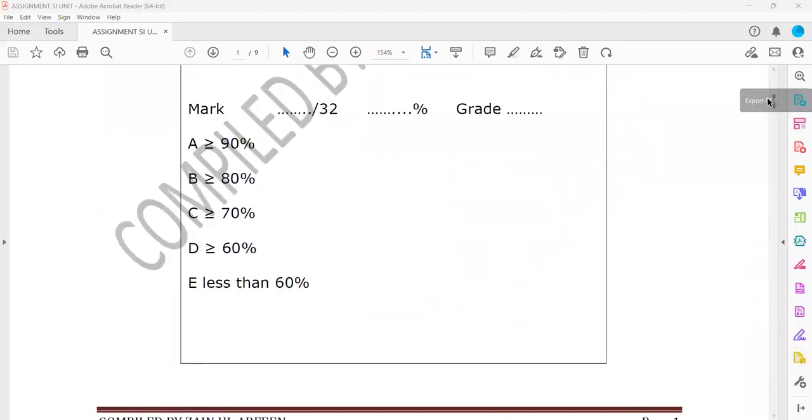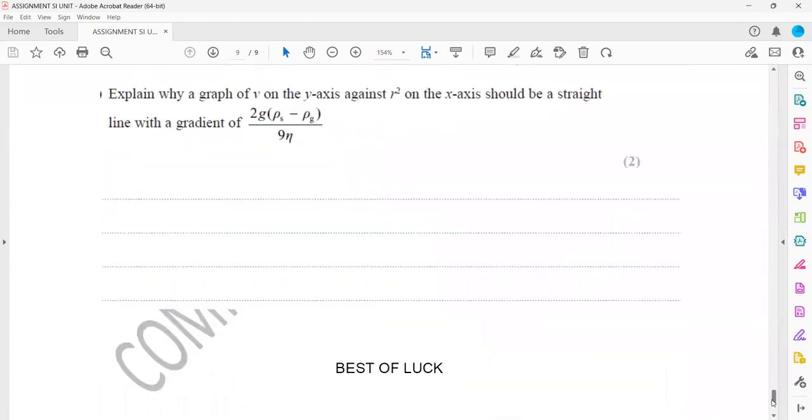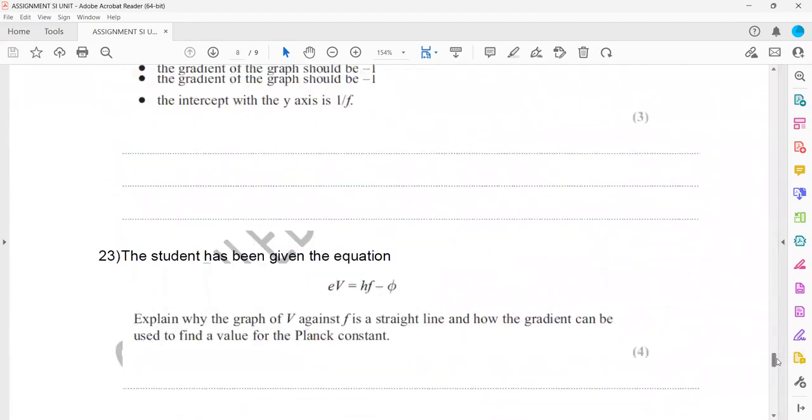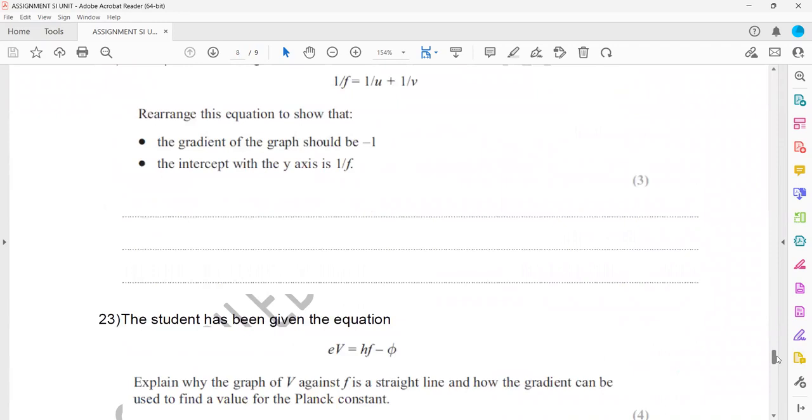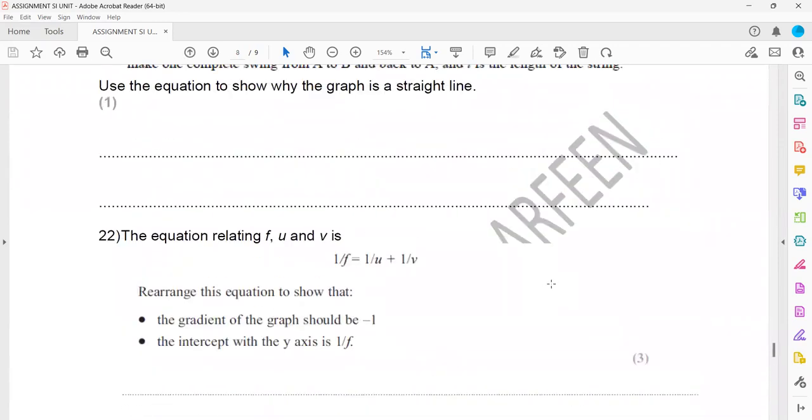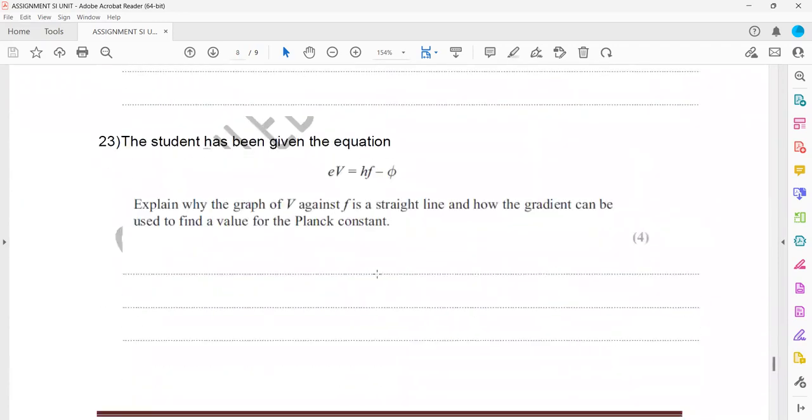SI unit assignment, the last three questions were the doubts. Question 23, 24, and 25. In this question, the student has been given the equation EV is equals to HF minus phi.